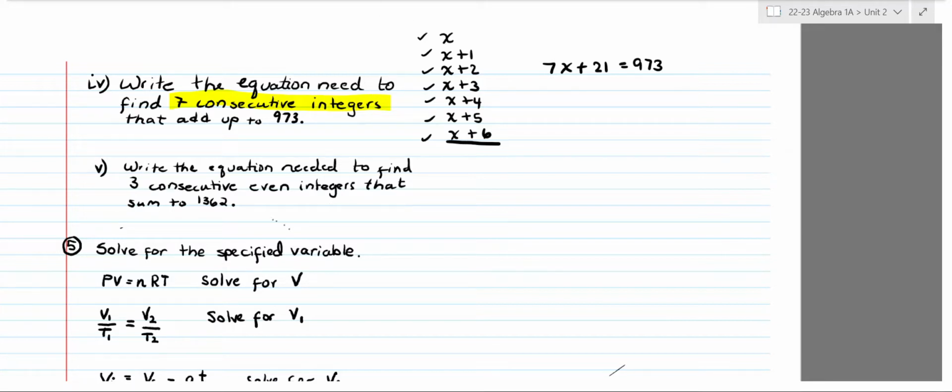Oh well, what else? Write the equation needed to find 3 consecutive even integers. The focus here being on even. So 3 consecutive even integers are going to be x, x plus 2, x plus 4. That's 3 of them, and that's 3x plus 6, and that's going to be equal to 1,362. And so that would be the equation that you would need.